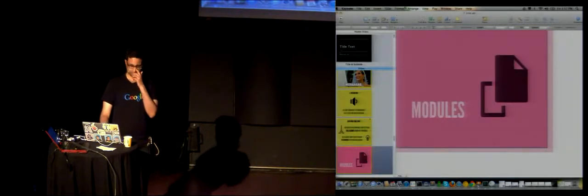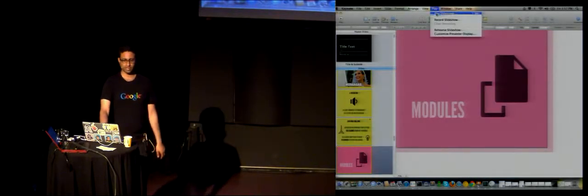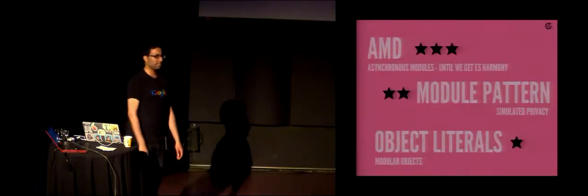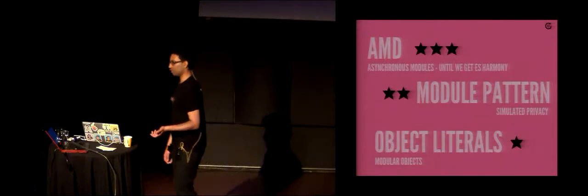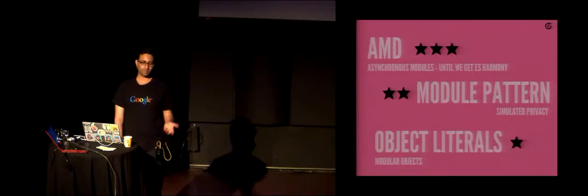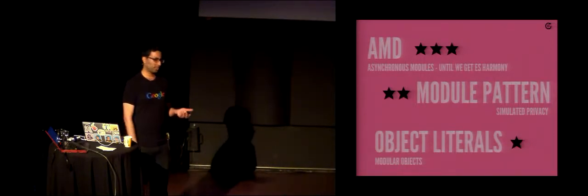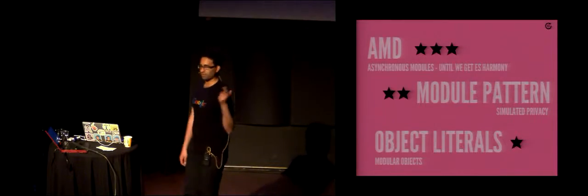We've got modules. Now, I'm not going to go into too much detail on modules, but we are in an interesting position in the community at the moment. We've got a ton of module formats. We've got AMD, so asynchronous module definition. We've got CommonJS. Then we've got the classical module pattern and object literals. And people are sometimes torn about what to use. Because you use AMD and people will say, well, I don't necessarily like all the boilerplate code around it.